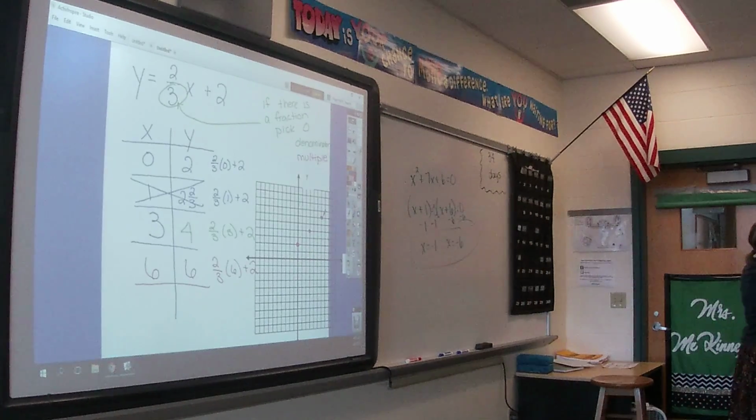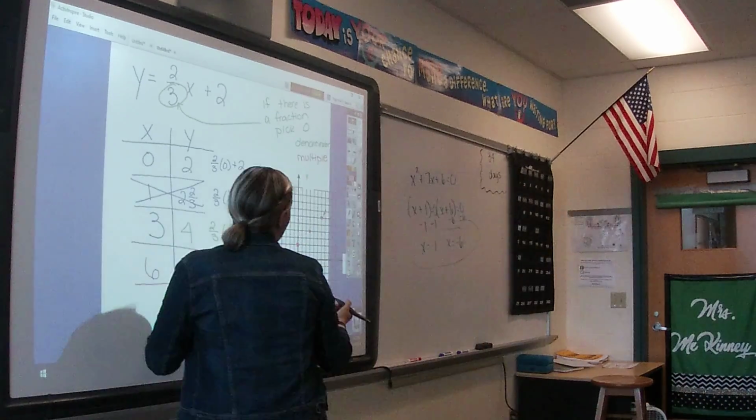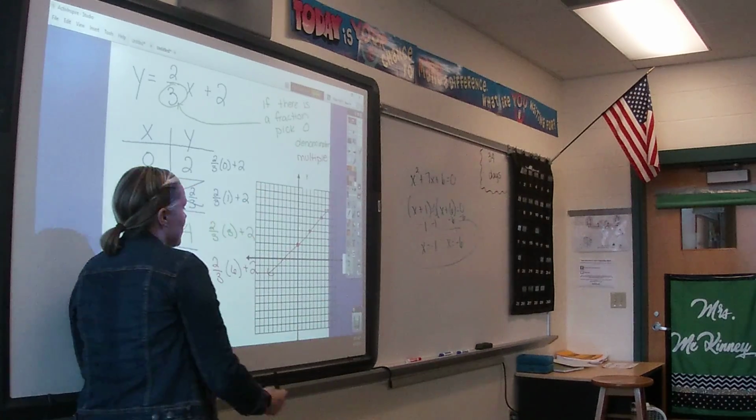Okay, the reason why I say at least 3 points is 3 points is enough to decide if it's going to be a line or not. 2 points will always look like a line. Okay, so you need 3 points to decide yes, it is a line or no, it's not a line. Okay, but this looks like a line, so yes, it's a line. So there's our graph.